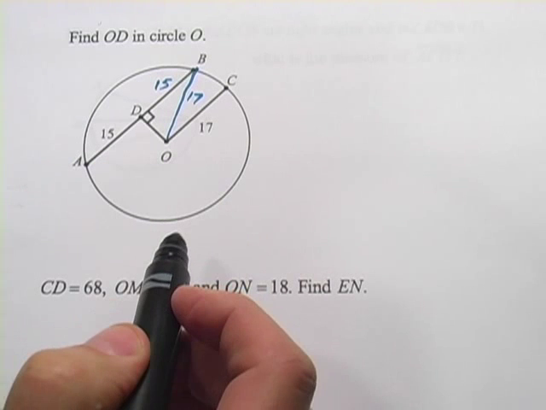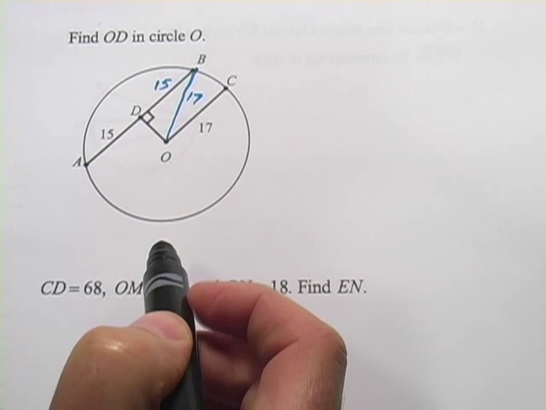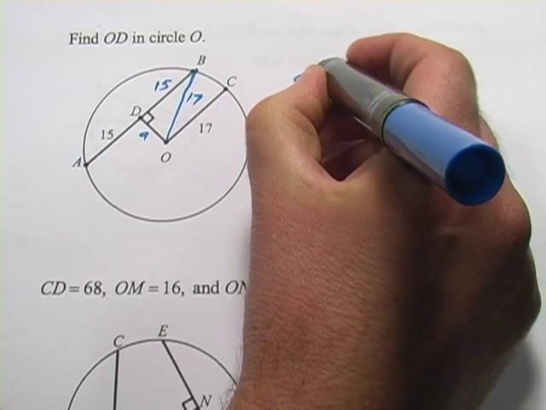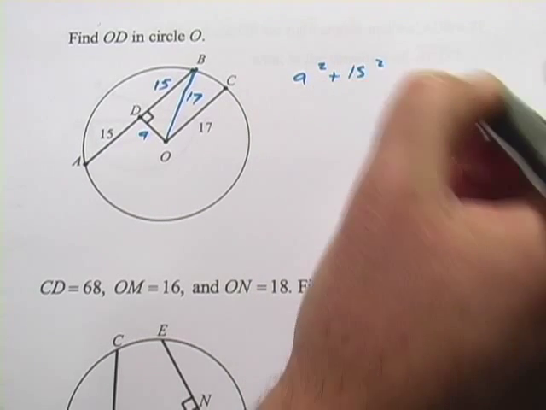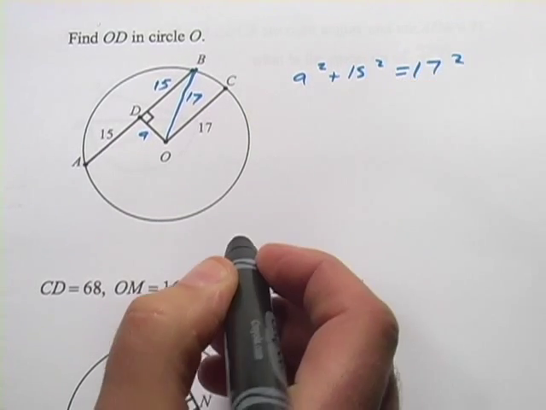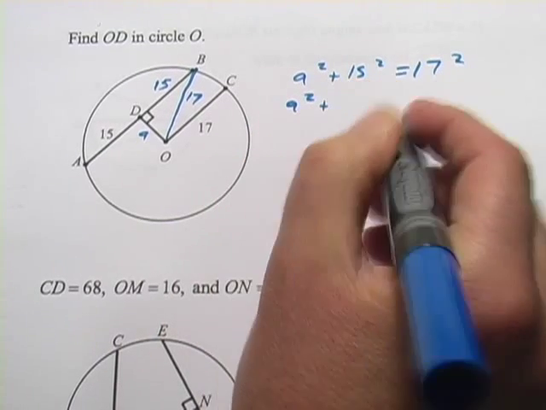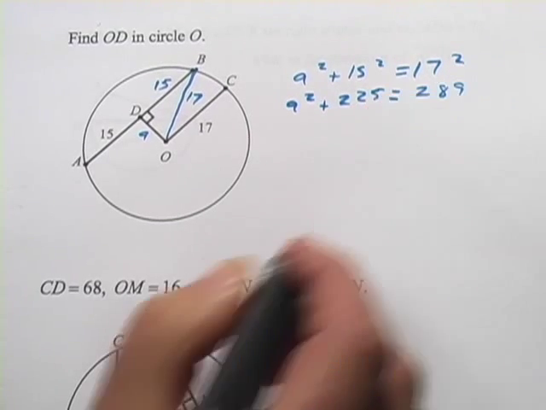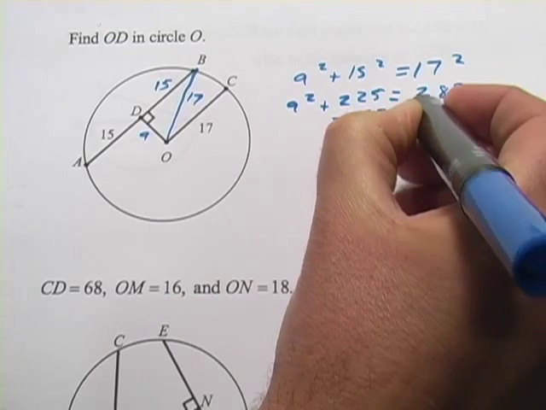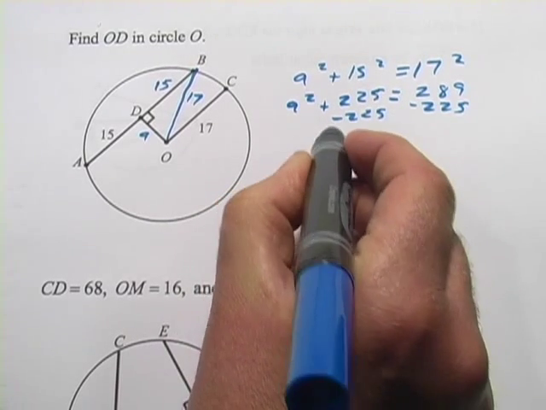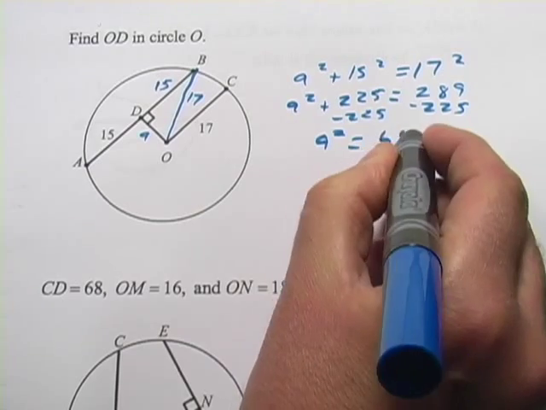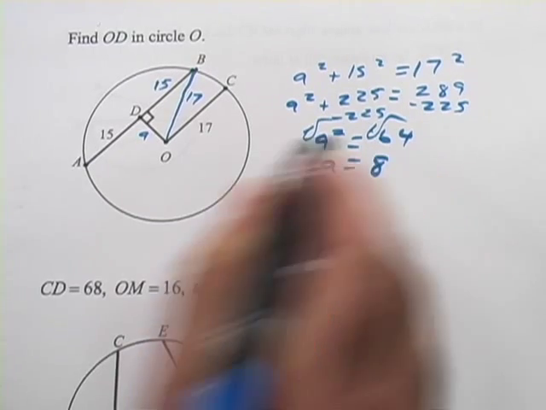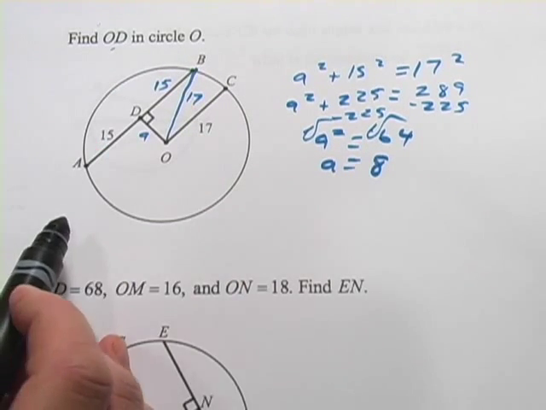Now I've got two sides of a right triangle. I can definitely use the Pythagorean theorem to solve. Let's call this side A, and we would have A squared plus 15 squared equals 17 squared. That's A squared plus 225 equals 289. We'll subtract 225. We get A squared equals 64. We'll take the square root of both sides, and we get A equals 8. So OD is 8.